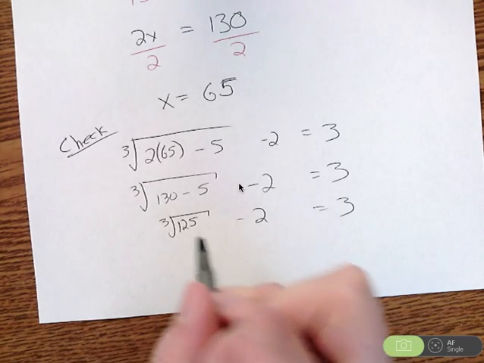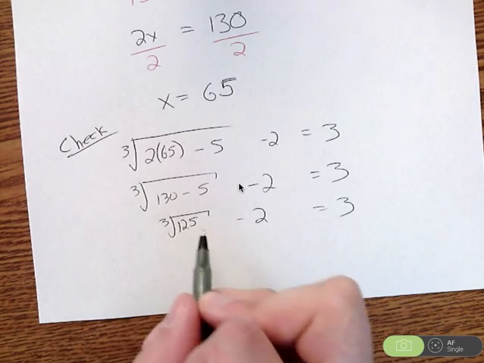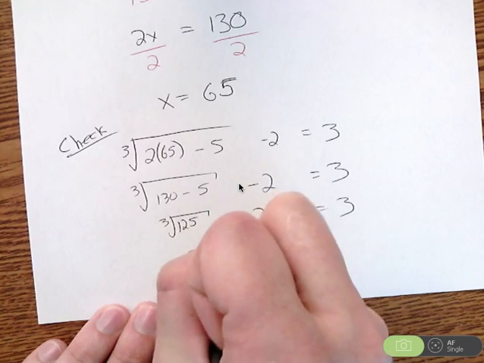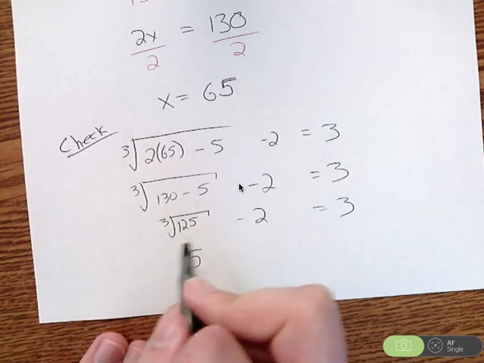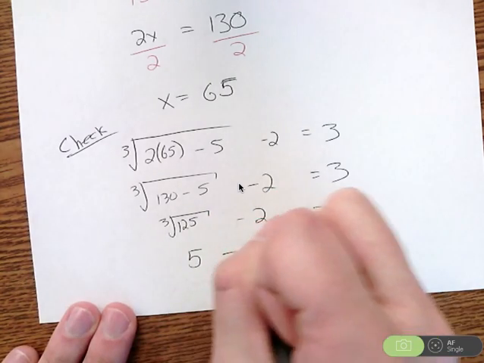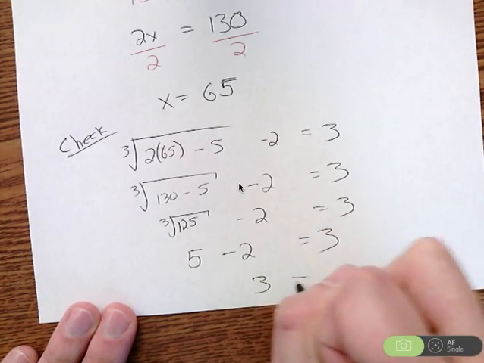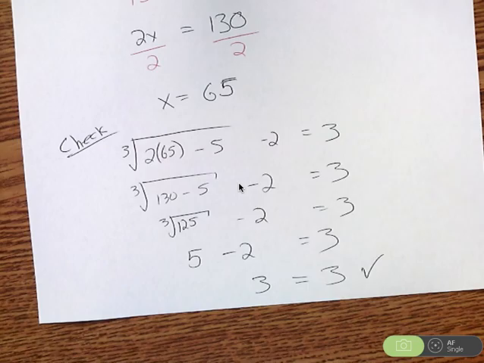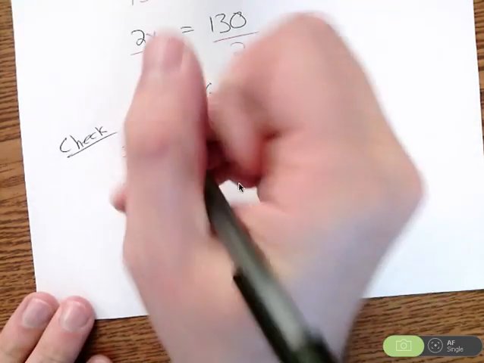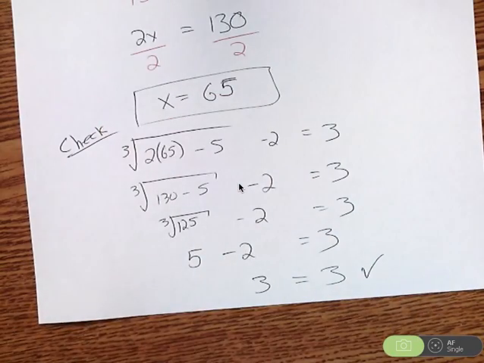And then kind of from our last little quiz there, cubed root of 125, that is 5. You can use your table of powers if you need that. So 5. 5 minus 2 is 3. 3 equals 3. So it works out, and we know x equals 65 is, in fact, a solution to that problem.